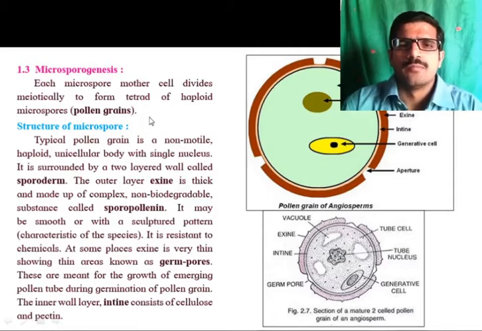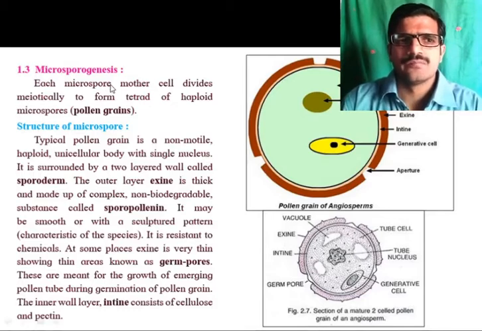So this microspore mother cell divides meiotically. Meiosis is a process in which there is reduction of the cell, where the diploid set of chromosome number is reduced to half. So this microspore mother cell is diploid in nature, and due to that division there is formation of a linear tetrad of haploid microspores. 4 haploid microspores are formed. That's why it is called a tetrad, or also called pollen grains.